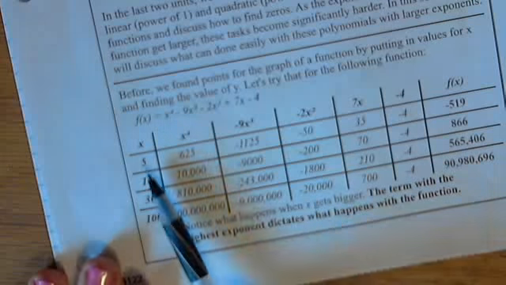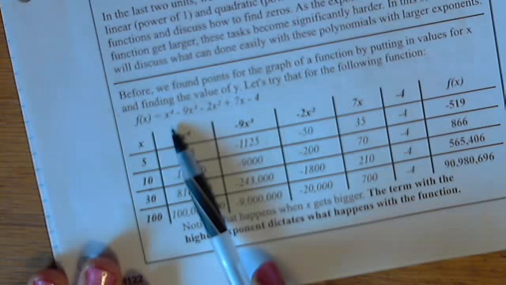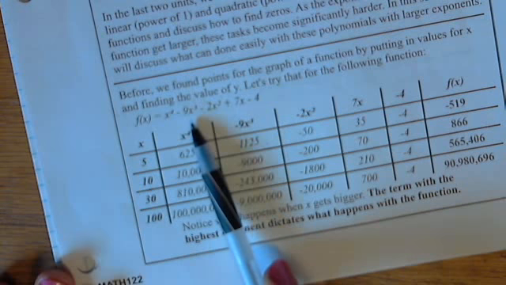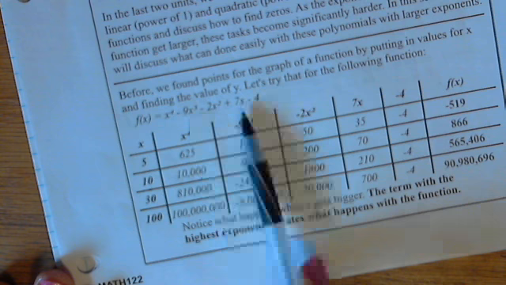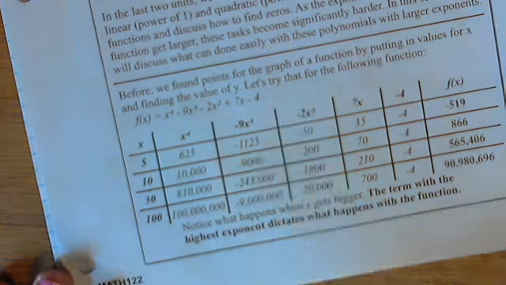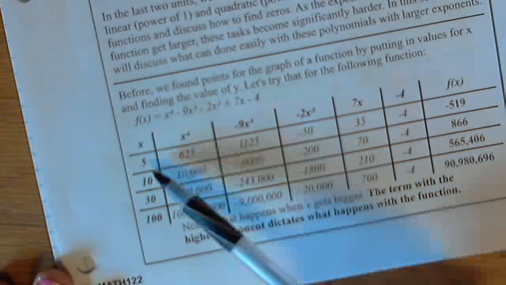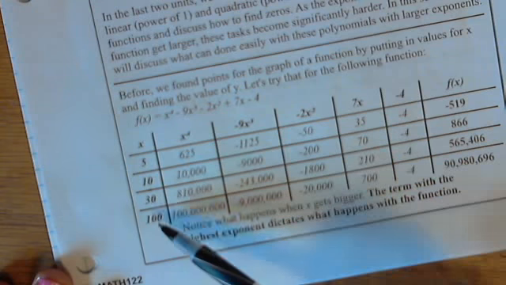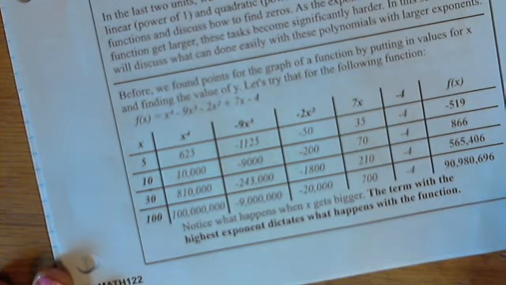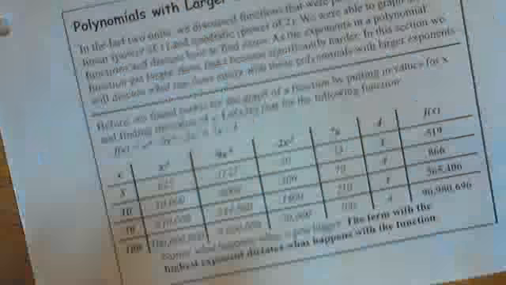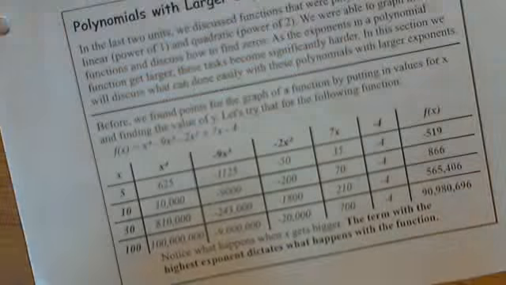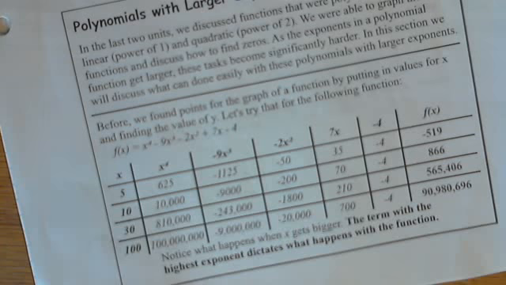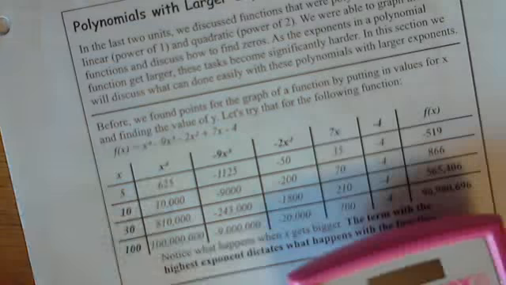We're going to try putting 5 in for x, so we're going to be doing 5 to the fourth power minus 9 times 5 to the third power minus 2 times 5 squared plus 7 times 5 minus 4, and we're going to see what value that gives us. And then we're going to try increasingly larger values for x to see what happens to the function and what is affecting the size of the function. So let's grab our calculators, because you certainly don't want to do this by hand.